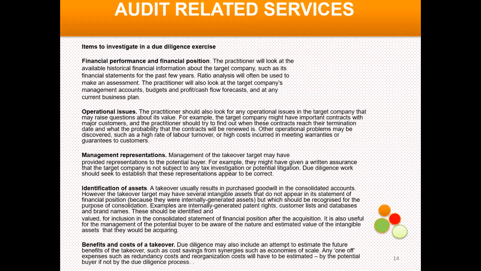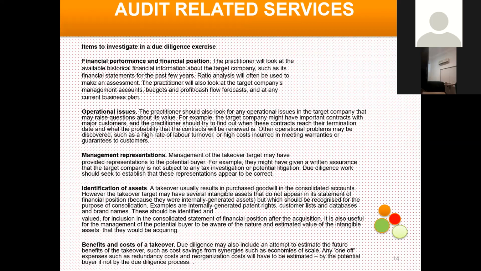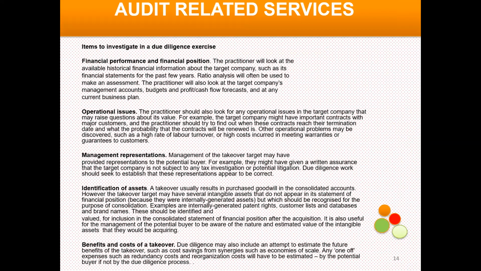So what are some of the items you investigate in a due diligence exercise? Number one is financial performance. If you are going to do proper due diligence, you check for financial performance. It's just like maybe you are going to buy a car: check horsepower and all that. Number two, you also check for operational issues. Number three, you check for management representations.